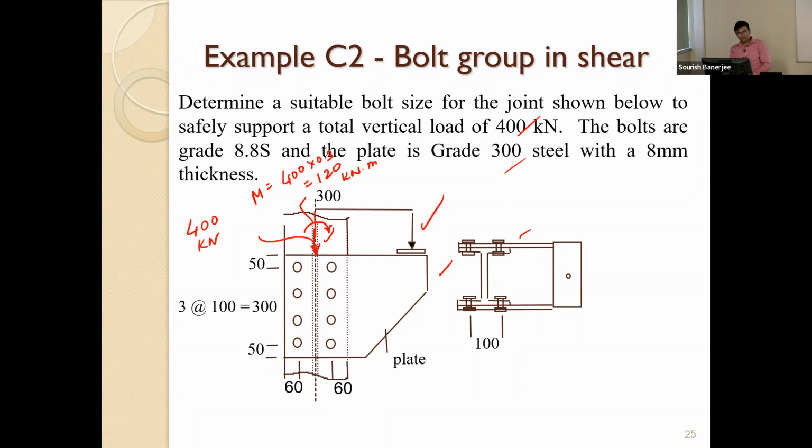Then, because there are two sides, those loads will automatically be halved. That means each side will carry half of this: 200 kilonewton and a 60 kilonewton meter moment. Okay. And the edge distance and the pitch of the bolts are provided. Now we have to select or design a suitable bolt size.